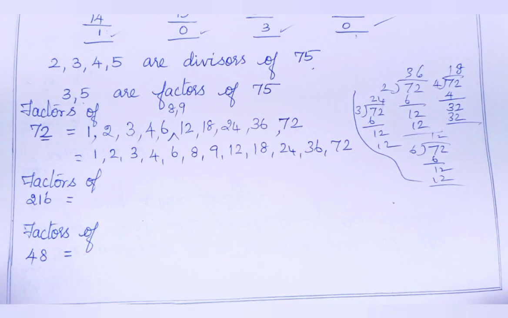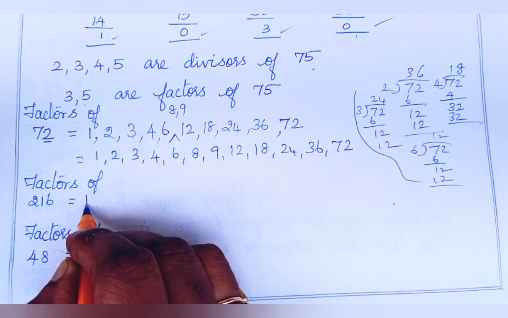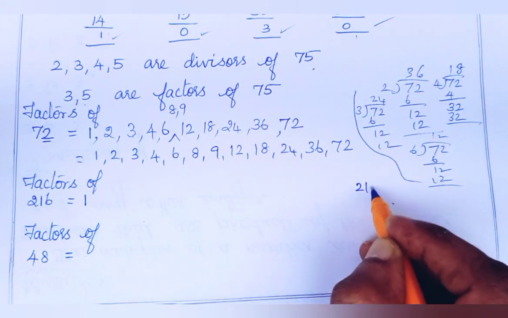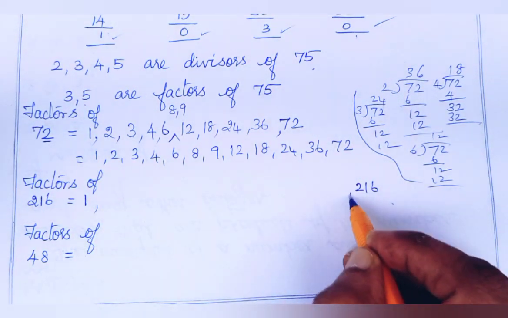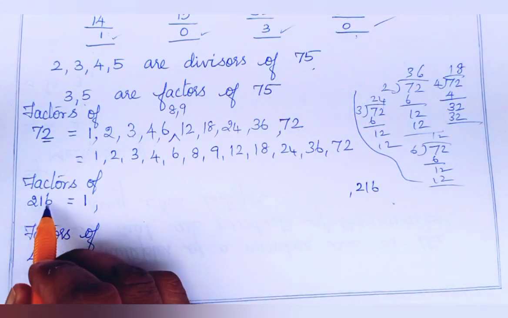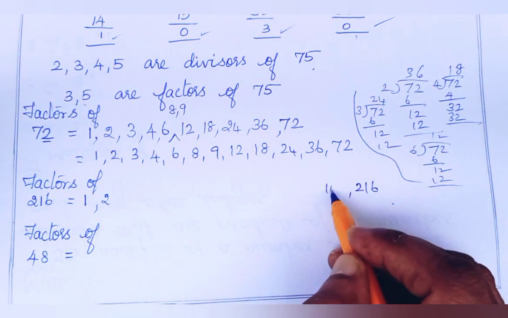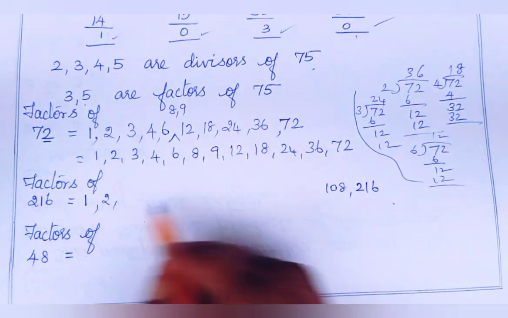Next we are going to find the factors of 216, similar to 72. 1 times 216 is 216, and all other factors lie between these two numbers. It is an even number, so definitely divisible by 2. So 2 times 108 is 216.